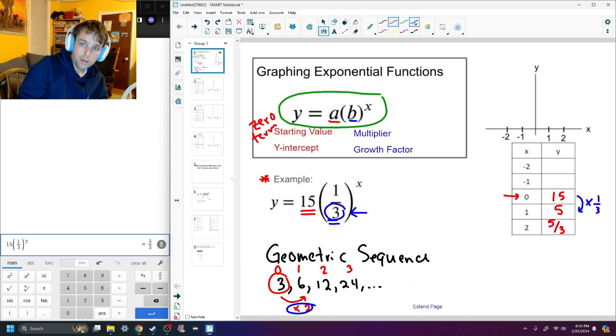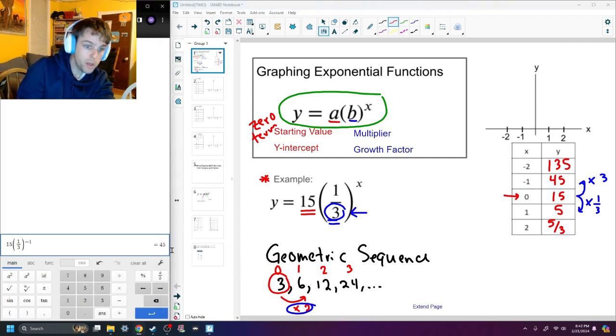And if we are dividing by 3 or multiplying by 1/3 to move down our table, we got to do the opposite of that. We got to multiply by 3 to move backwards in our table, move back up. So multiplying by 3, we would get 45. And then again here, we'd get 135. Again, I can confirm that using my function here. So I'll plug in -1. And see here, I do get 45. And then I can plug in -2. And you can see here, I get 135.